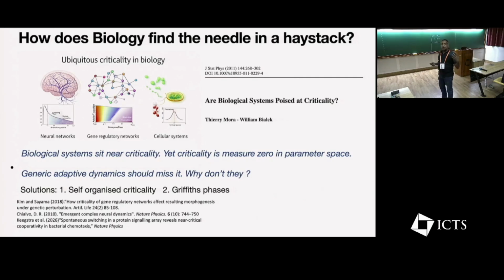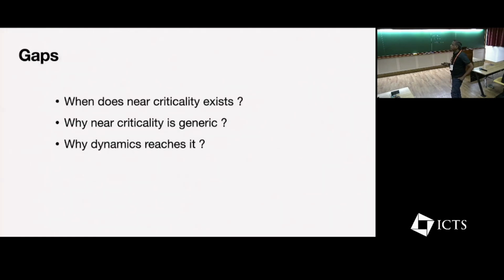There were several solutions given, and the most important ones are self-organized criticality and Griffiths phases. I'll be giving another solution, but I'll also be addressing certain gaps which both self-organized criticality and Griffiths phases do not address. The gaps are: when does near criticality actually exist? What are the conditions for that? Why is near criticality generic, and why does dynamics always end up reaching the critical point?